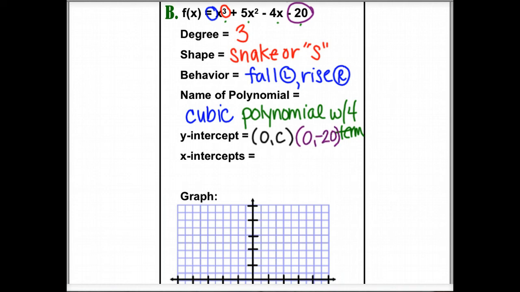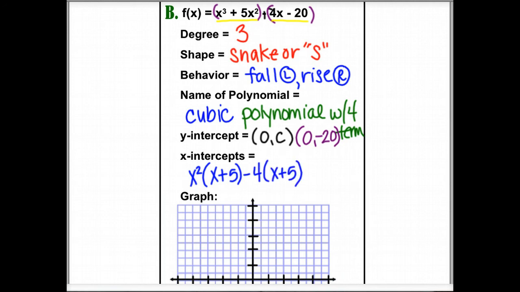X-intercepts, this is where we get into factoring. I see here that I have 4 terms, so I am going to factor by grouping. Make this a plus a negative, and we can go ahead and factor by grouping. I see in this first one here that I have an x squared in common, so I will pull out an x squared, and that leaves me with x plus 5. And then in the second one, I see that I have a negative 4 in common, and that leaves me with x plus 5.